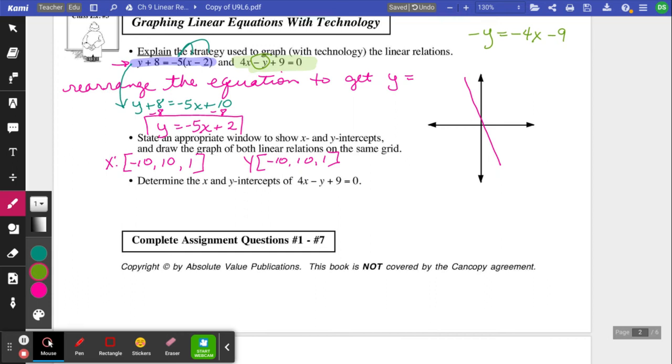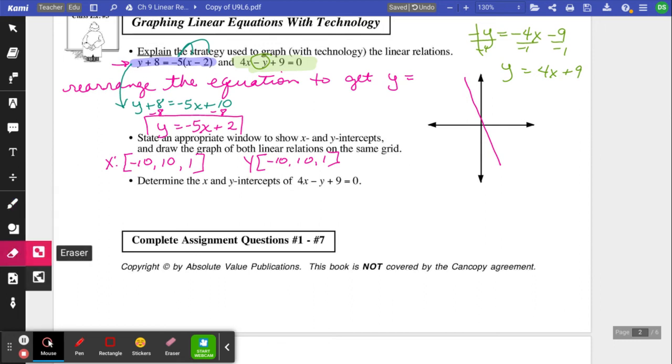Okay, well, right now I've rearranged. Now I need to have y equals. I can't have negative y equals. So you can divide by negative 1 if you want to, but when you divide by negative 1, that just changes your sign. So you have y equals positive 4x plus 9. So there's a little quick tip. If you want to change the sign of the y, you can just change it as long as you change all the signs. Okay? All right, so here's my 4x plus 9.